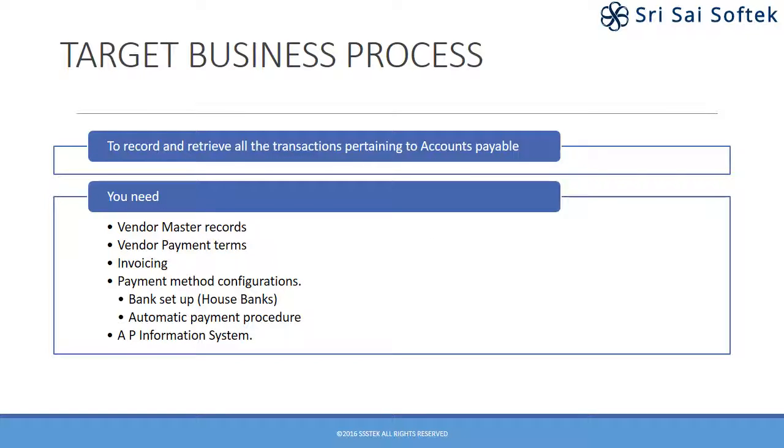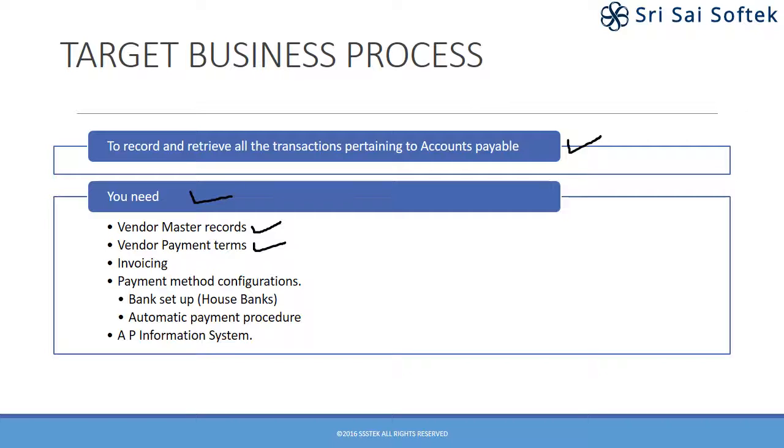The target business process of accounts payable is to record and retrieve all the transactions pertaining to accounts payable. To do this, we need vendor master records. That is, we need to create the vendors in SAP. We also need to create vendor payment terms that will decide when the vendor has to be paid.